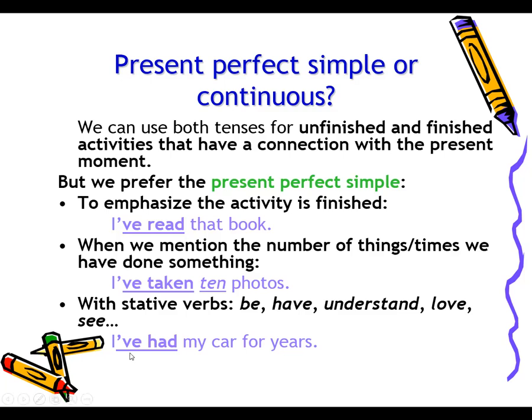For example, I have had my car for years. So had is the form of have. It is a stative verb, so that's why ing cannot be added here. With be it can happen, but with have, ing cannot be used. It is changed into had to make it simple present perfect tense.